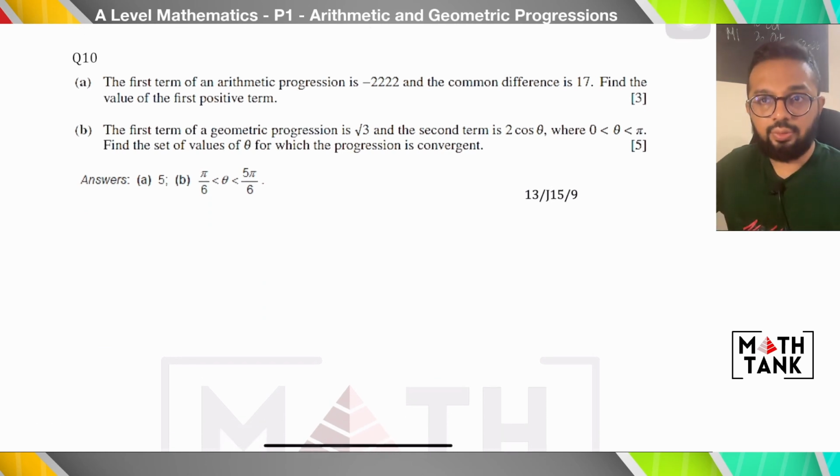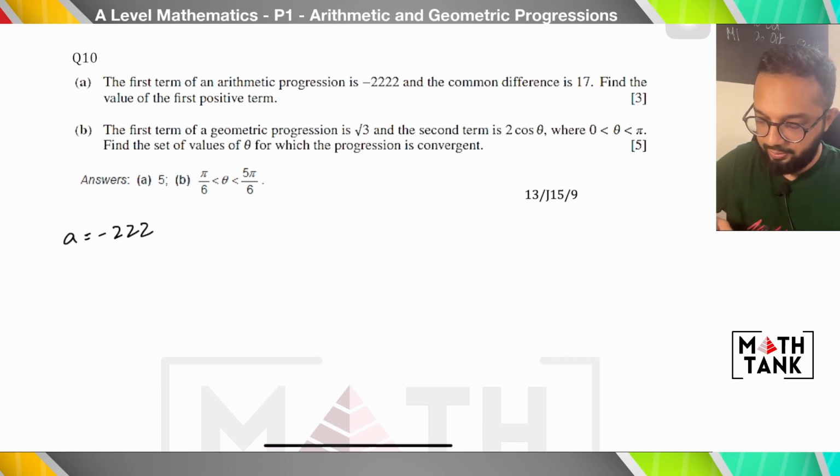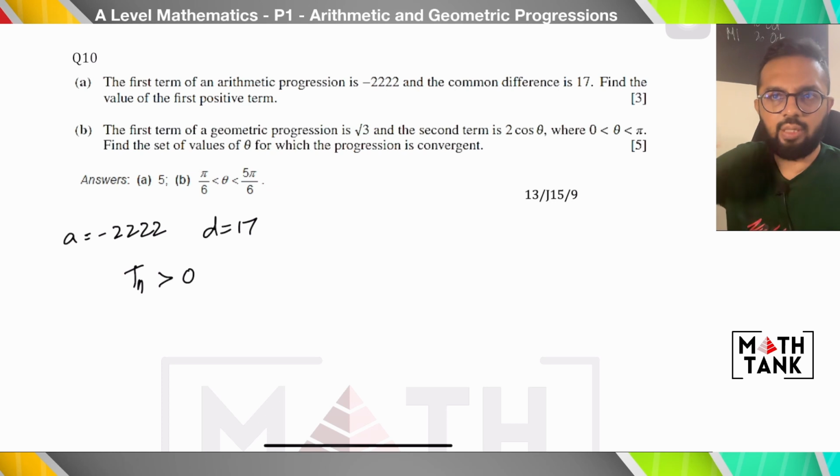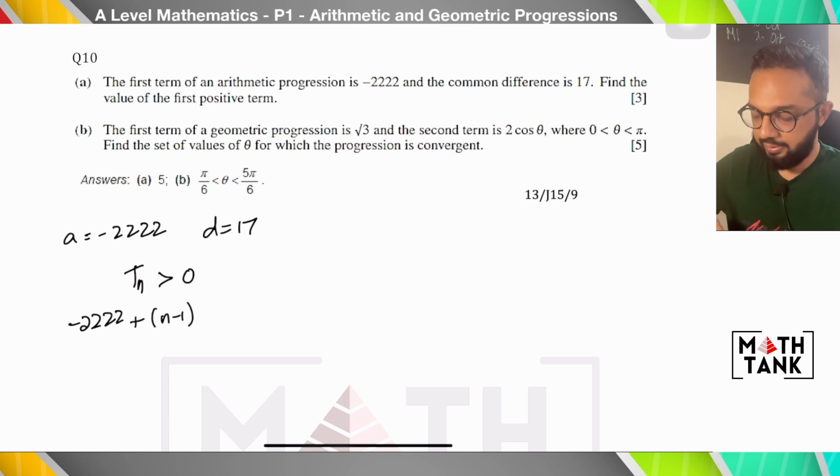This is the last question on the marathon. It says the first term of an arithmetic progression is minus 2222, and the common difference is 17. Find the value of the first positive term. So I'm looking for Tn greater than 0, which means it's a positive term. So minus 2222 plus n minus 1 times 17. A plus n minus 1 times d.